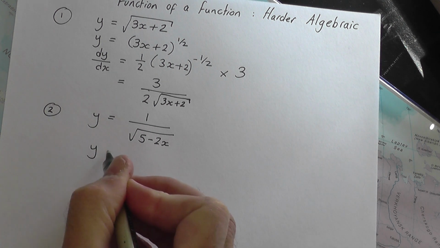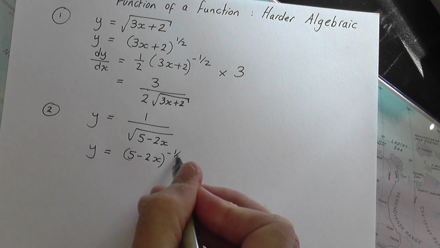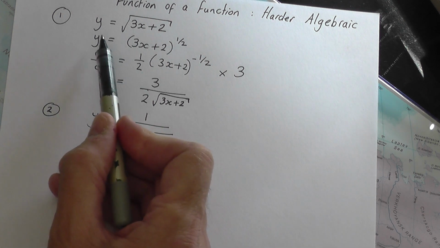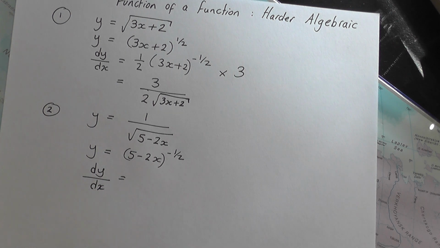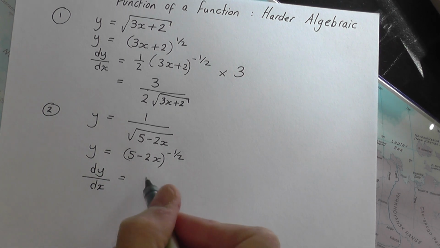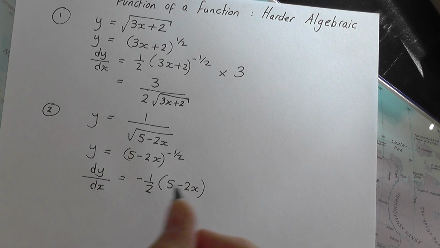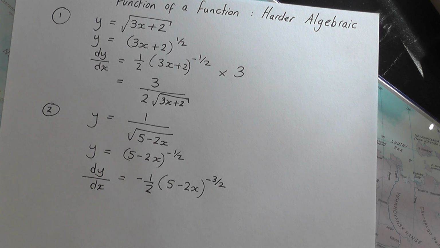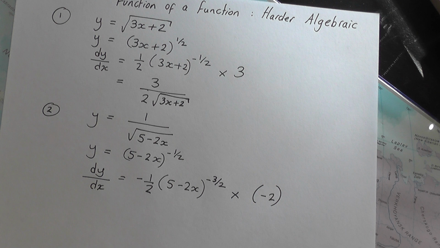What you need to do is rewrite this as y equals 5 minus 2x, with the square root on the bottom line giving a negative half. So you write it as a bracket, a function of x, to a power, similar to what we had up here. We now apply basic function of a function. Minus a half to the front, the power of the bracket goes down by 1. So minus a half, take away 1, would give you minus 3 over 2. So that's dealt with the power function. You then multiply by, you differentiate inside the bracket, you get minus 2, and you multiply by minus 2.